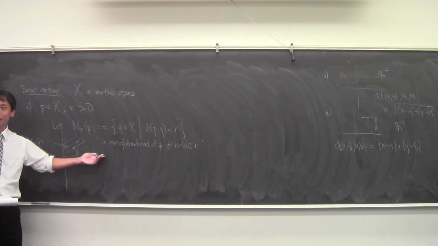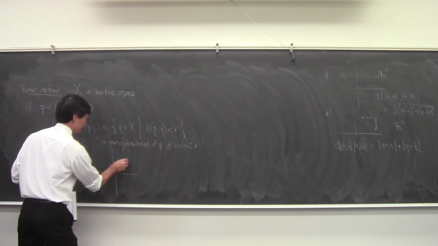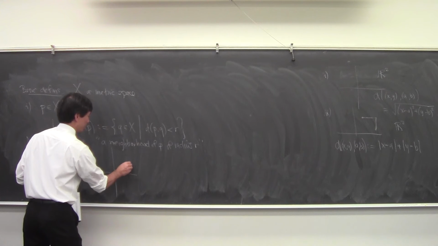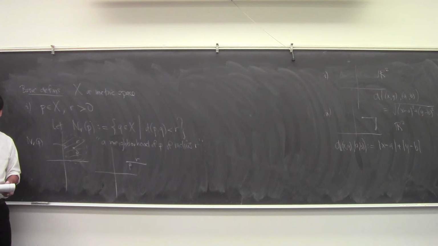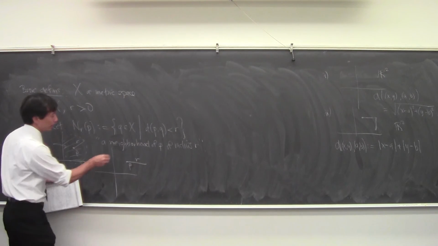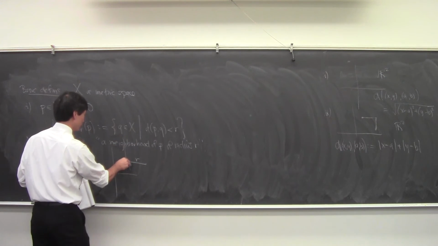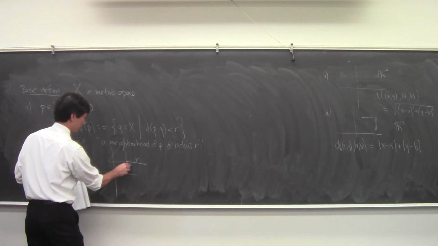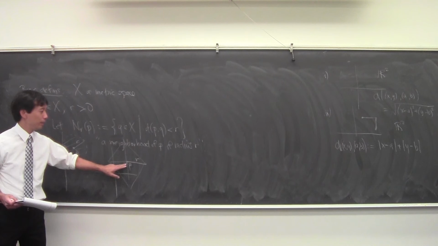What if we're in the taxicab metric? What does the neighborhood look like? It is p, and let's say that this distance is r. What does the neighborhood look like? Like a rhombus around it? Yeah, it'll look like this. It'll be a diamond around the point.